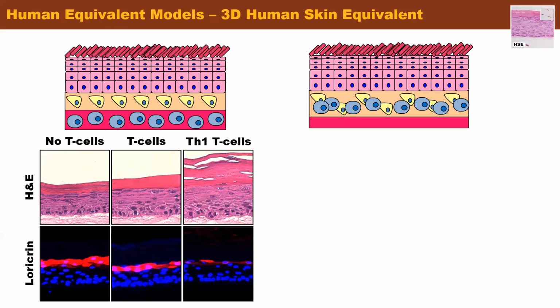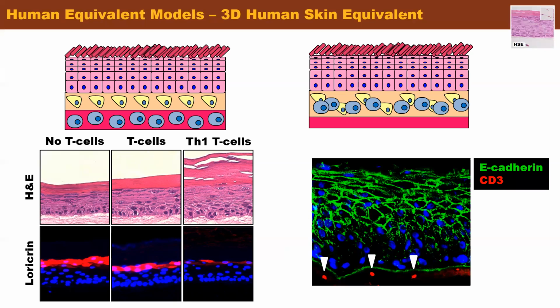The other model we are trying to optimize in our hands is the incorporation of immune cells in the dermal compartment or the collagen hydrogel of 3D human skin equivalent cultures. So far, we can show the survival of CD3 positive T cells in the dermis, lining up just below the basement membrane and epidermal compartment.